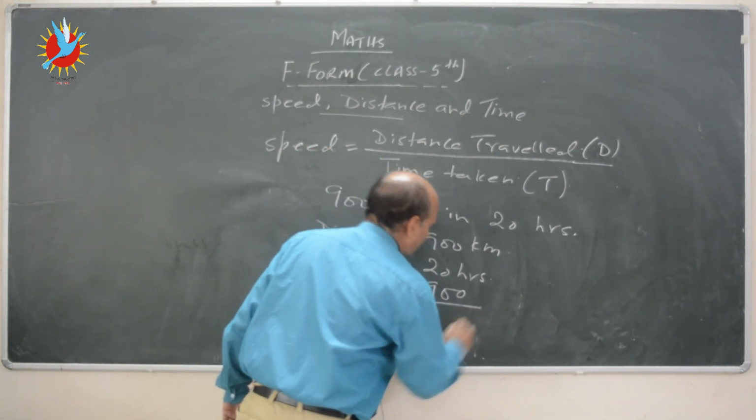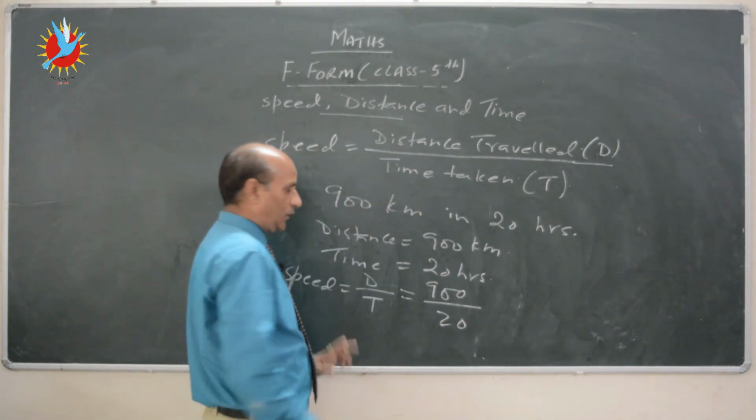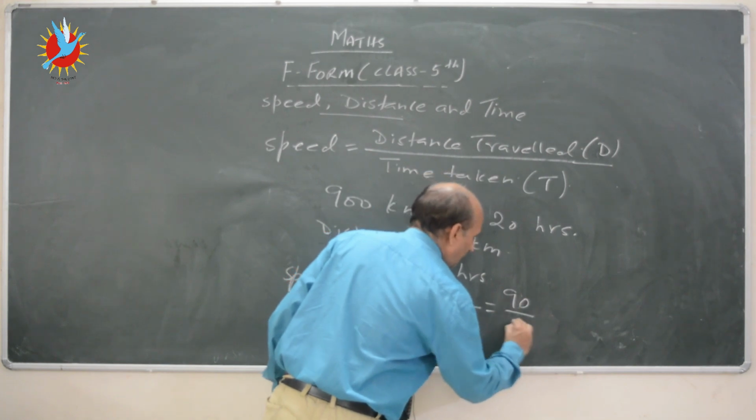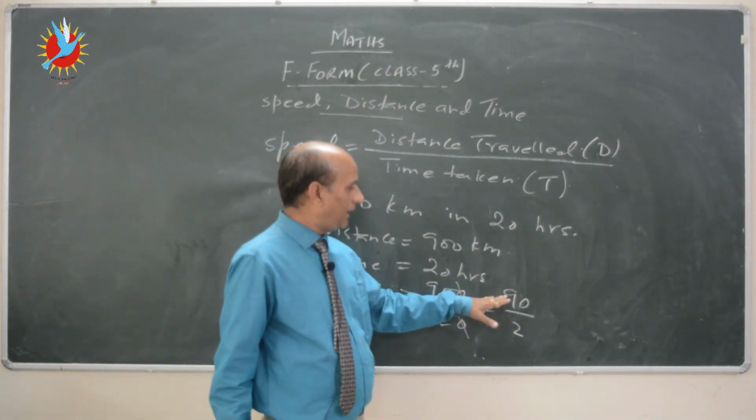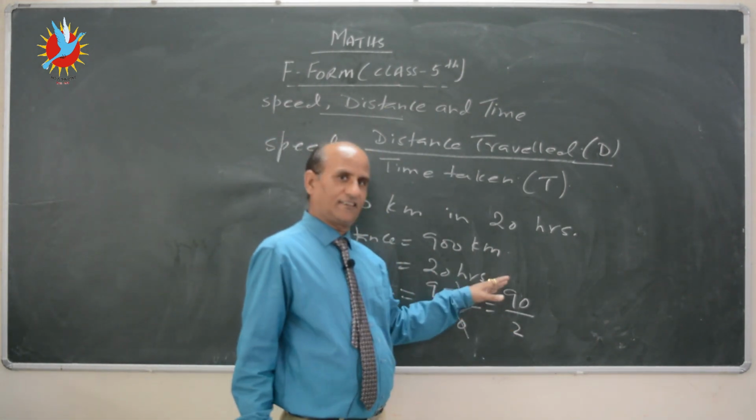900 kilometers and the time is 20 hours. First cancel the 0 and the 0. What is left? 90 upon 2. Now divide 90 by 2. If you know the rule of cancellation, then cancel it.